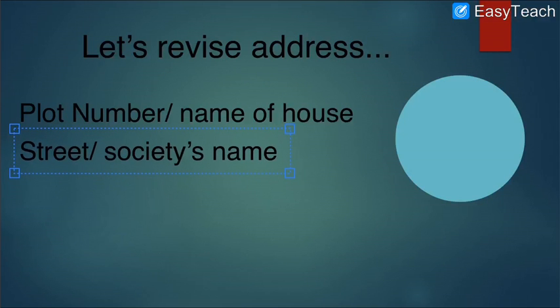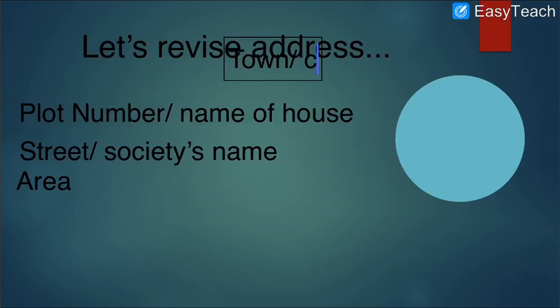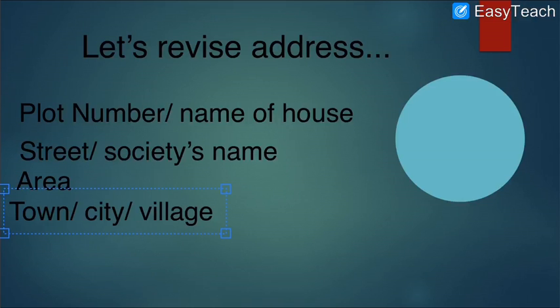Okay, so this should come second: street or society's name. Then you can write area, and then you can write the name of the town or city or village, and at the end the pin code should come, which is not compulsory for your standard; it will come in the higher standard. So these are the four things. It should come in this order only.